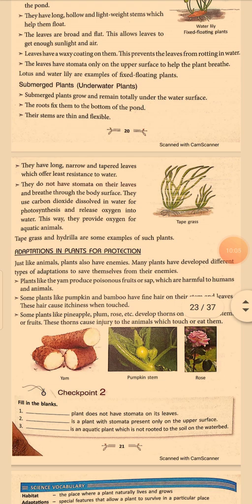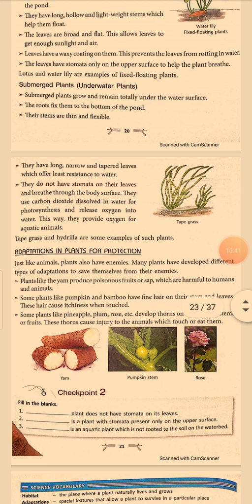Second is the picture of the pumpkin stem. The pumpkin stem or leaves have very fine hairs over them. So if any animal or human being touches the plant, it is going to cause some irritation, and that irritation causes itchiness of the body part which touched this part of the plant. So this is their feature to remain protected from animals and humans.